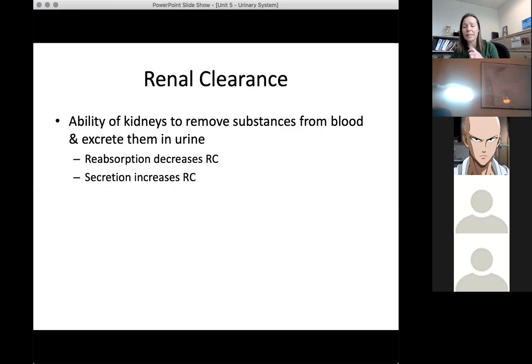Basically what that means is that we know this substance is 100% filtered. So all of it that's in your blood will get removed from the blood. It gets filtered out. And then we also know that it doesn't get reabsorbed and it doesn't get secreted. So 100% of the inulin that is put into your blood should come out in urine. And if it doesn't, that can indicate a problem with the filtration membrane.